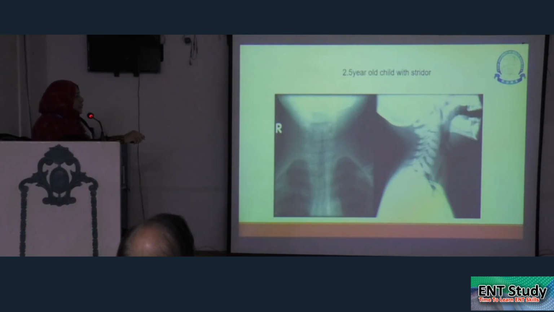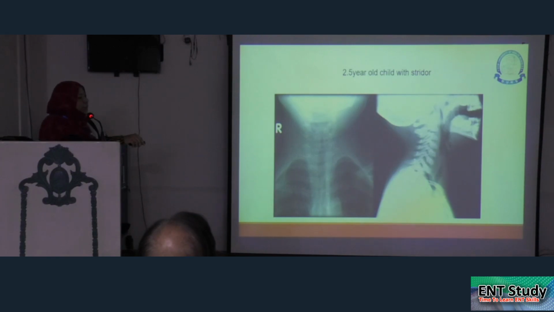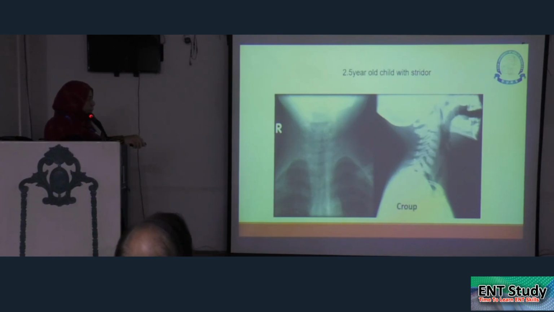This is an X-ray of a 2.5-year-old child with a stridor that shows there is a significant narrowing of the proximal trachea and the subglottic region, which gives a steeple sign, and then there is a significant distension of the hypopharynx on the lateral view. So this is the case of the flu.